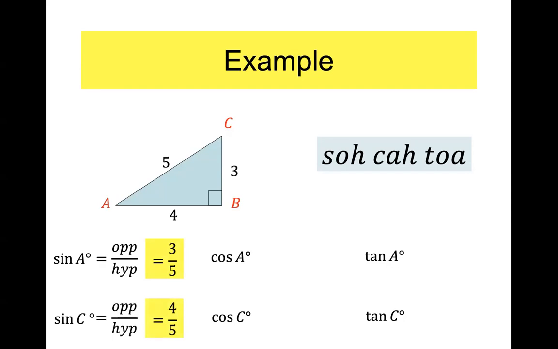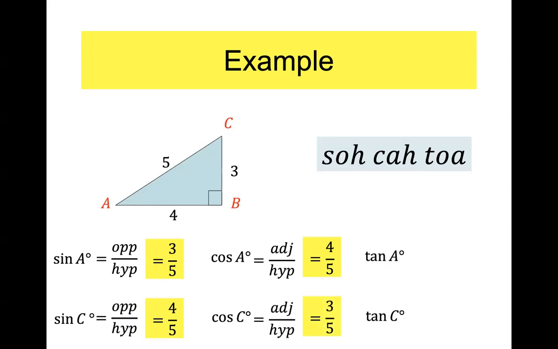Back to angle A. So let's see, cosine. Oh, it's adjacent over hypotenuse. So the adjacent to A would be 4, and the hypotenuse would be 5. Remember, the hypotenuse is always the side opposite the 90-degree angle. Cosine of C, adjacent over our hypotenuse, would be 3/5.